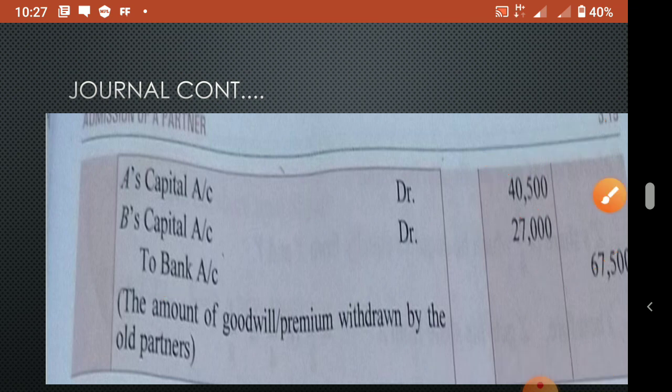Understood? So remember, when goodwill is paid privately by the partner, no journal entry. When the goodwill amount is brought in by the new partner in the form of cash, premium for goodwill in cash, there are two options. The partners can divide it and retain it in the business, or distribute it and immediately take it away, withdraw it. So first case, two entries; second case, three entries. In three entries, only the third entry will be new; the other two entries are the previous case's entries.